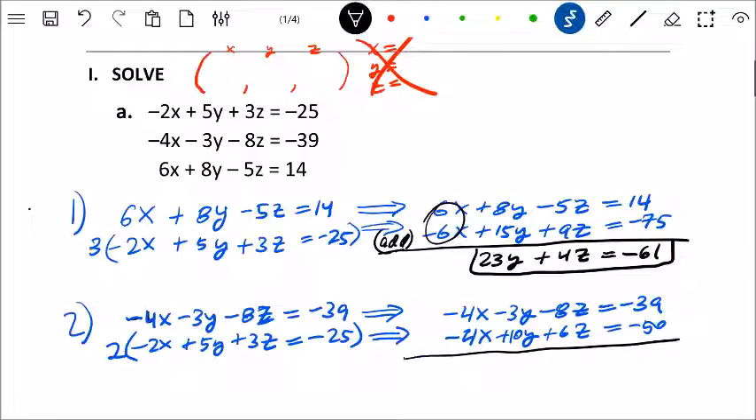And now here, what I'm going to do is subtract these. So I'm going to subtract. And so that means a double negative here, -4x plus a 4x. So that means these cancel out. Negative 3 minus 10 gives me a negative 13y. And then we get minus 14z is equal to 11.